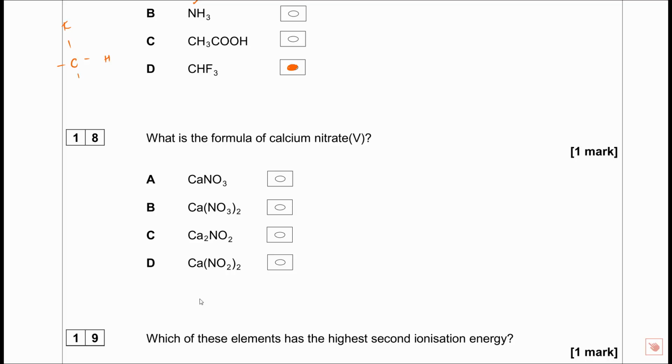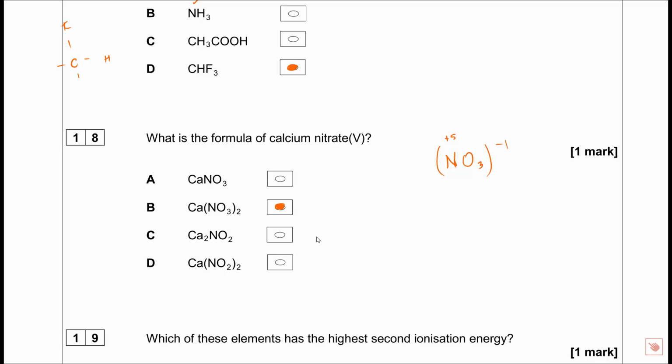What is the formula of calcium nitrate(V)? The way this question's going, the 5 there is equating to the nitrogen of the nitrate group. So when I look at my NO3, this is going to be plus 5 there, which means that overall this portion here, NO3, is going to have a minus 1 charge. Therefore, with the calcium having a 2 plus charge, it must be Ca(NO3)2.